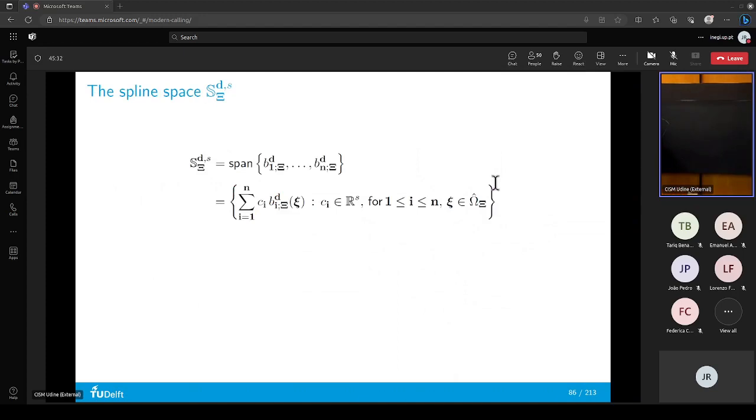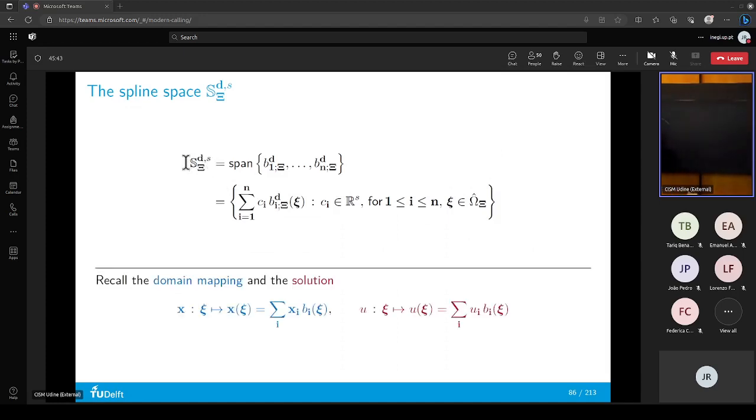Okay, we can define exactly in the same way the spline space. Now the only difference is that basically everything but the S is boldface, multi-D, if you want.